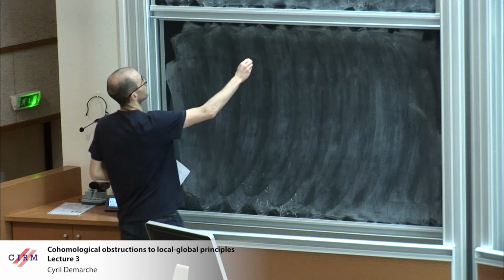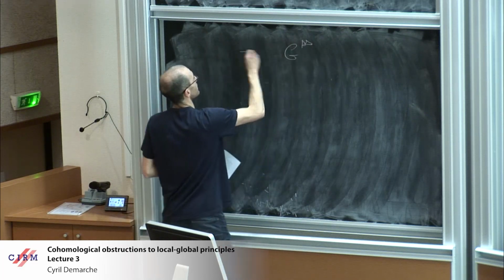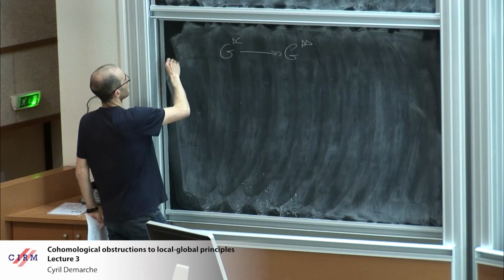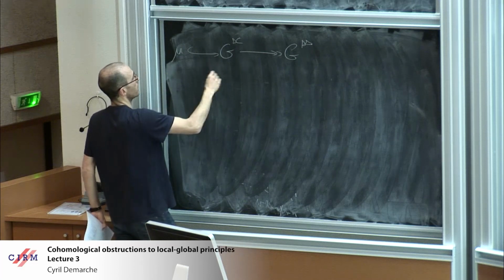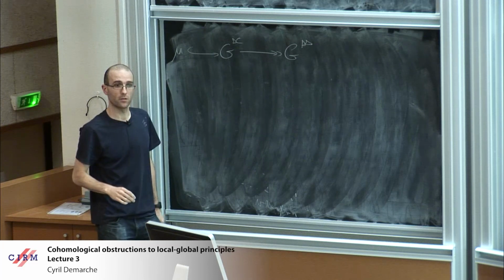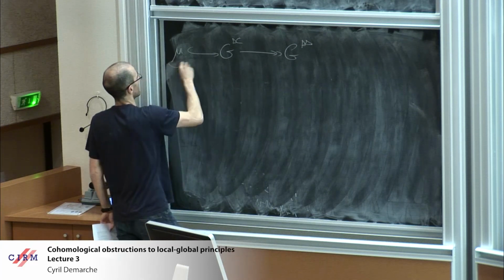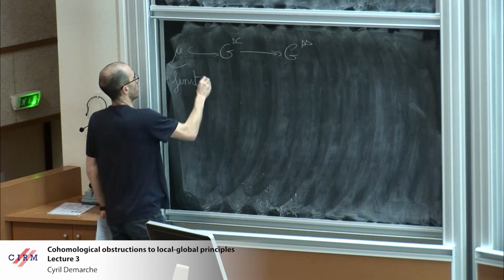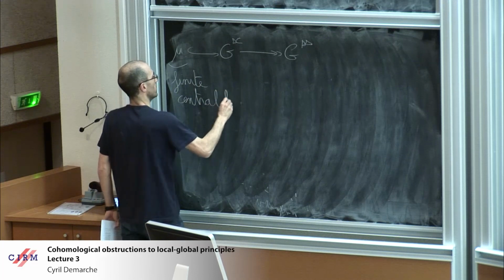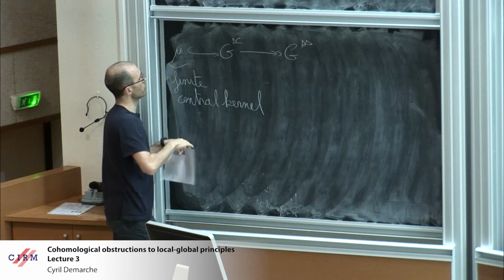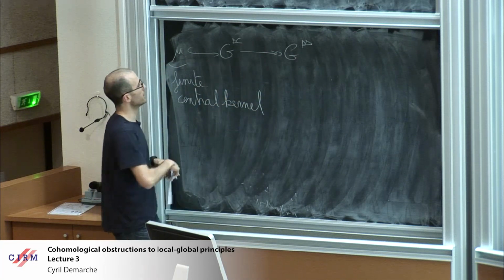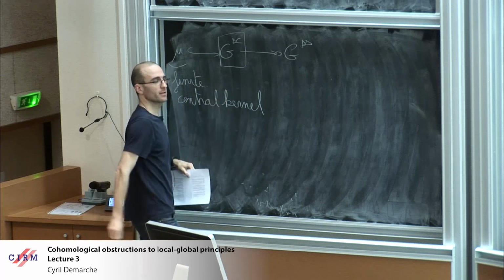So G^ss has a simply connected cover with a finite, this is an isogeny, so this is a surjective morphism with finite central kernel, okay? So this is finite. A multiplicative type, in fact, central kernel. So up to a finite group, this semi-simple, this derived subgroup is a simply connected group.